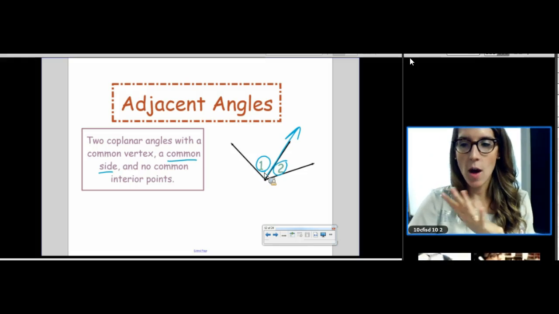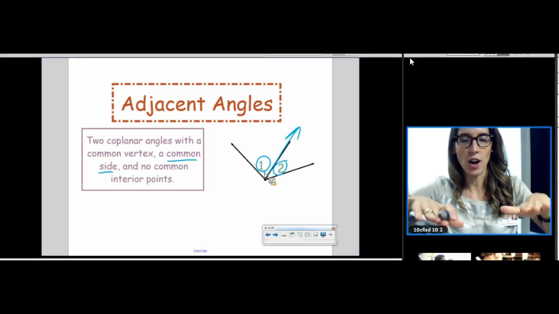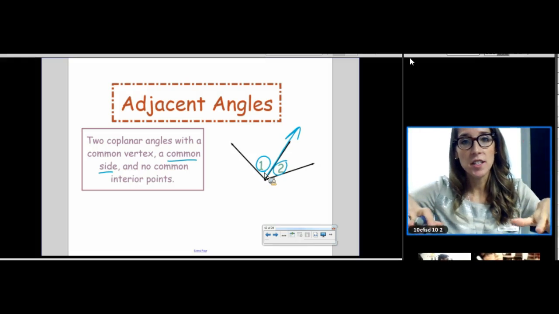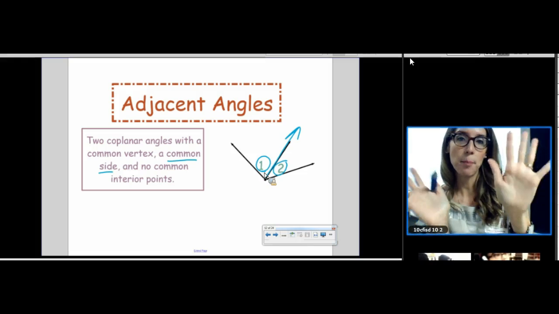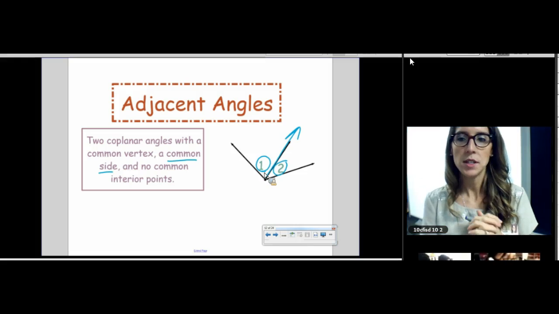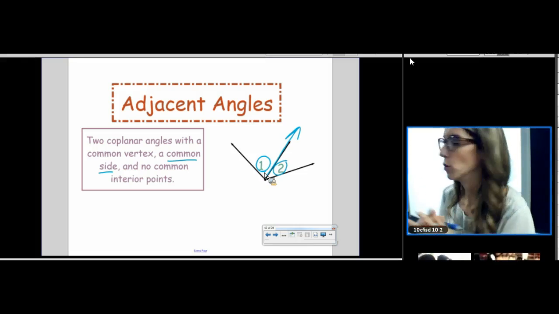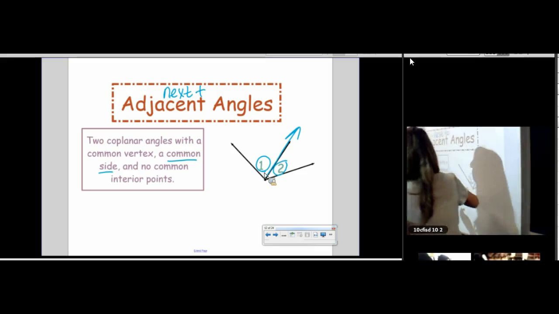But they don't overlap at all. So they don't have any common interior points. So think of your backyard and your next door neighbor's backyard. You have separate backyards, but you share a fence, right? So these angles have separate interior points, but they share that ray. So adjacent just means next to. Adjacent means next to.